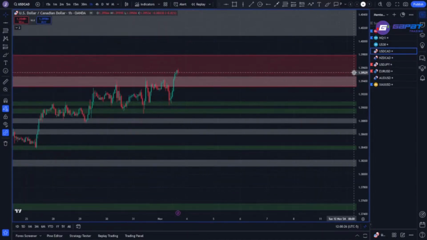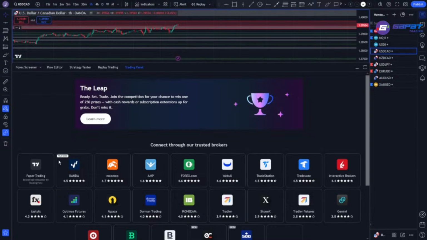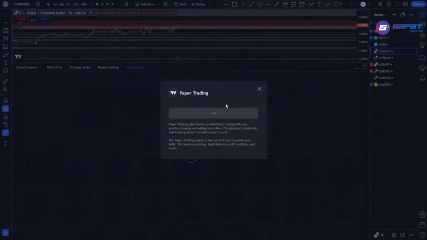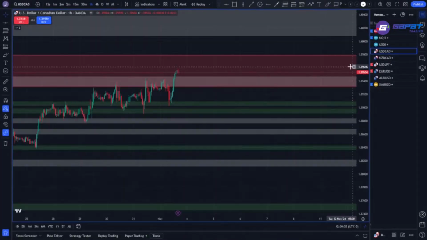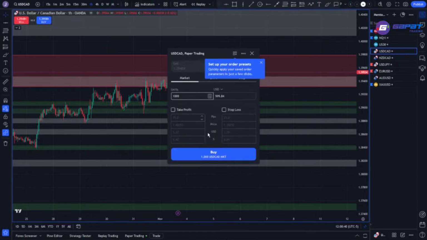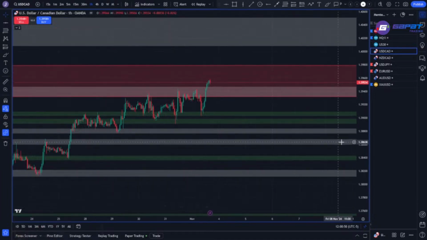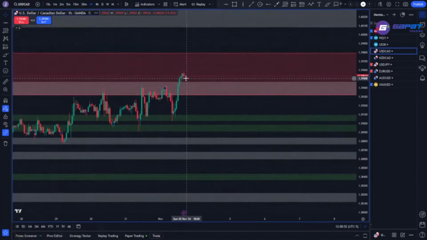So you could short here. Oh, I have to start my paper trading. Let's see if I can put a trade on or if it won't let me right now. Market, sell. Oh, yeah. So it won't let me just because the market's closed right now. But you could have been short in here, but it would have to be a longer term idea.